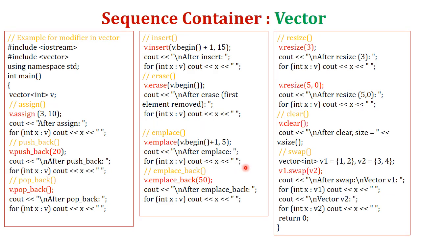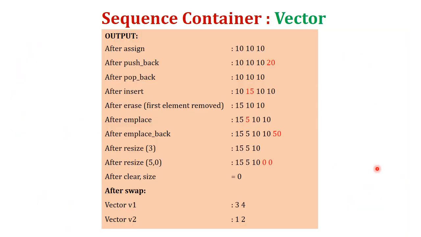And next one, we will take a new input. The first vector has 1, 2. The second vector has 3, 4. Now we are applying the swap operation. v1.swap(v2). So what will happen? Ultimately the content of v2 is moved to v1, and the content of v1 is moved to v2. So now we will verify the result of v1. Now 3, 4 and 1, 2.